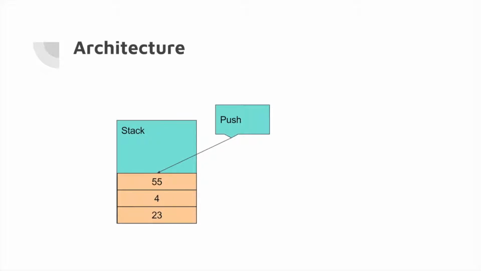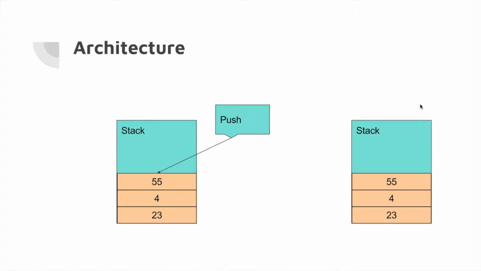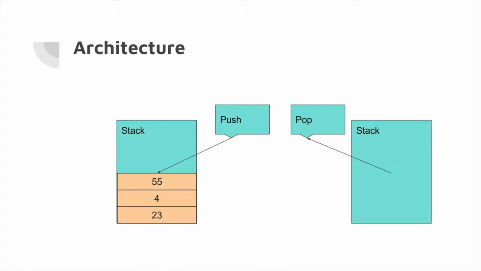If I have to pop out these elements from the stack, I can't pop out 23 or 4 before popping out 55. First I have to pop out 55 from the stack, then 4, then 23. Let's see how pop works. We have the same stack and we are trying to pop out 55. After 55 is popped out, it comes to 4. Then after popping out 4, we can pop out 23 now. And as you can see, after popping out 23, the whole stack is empty.